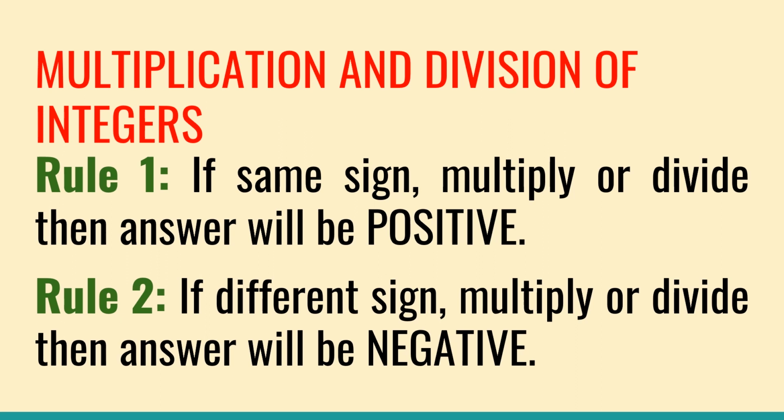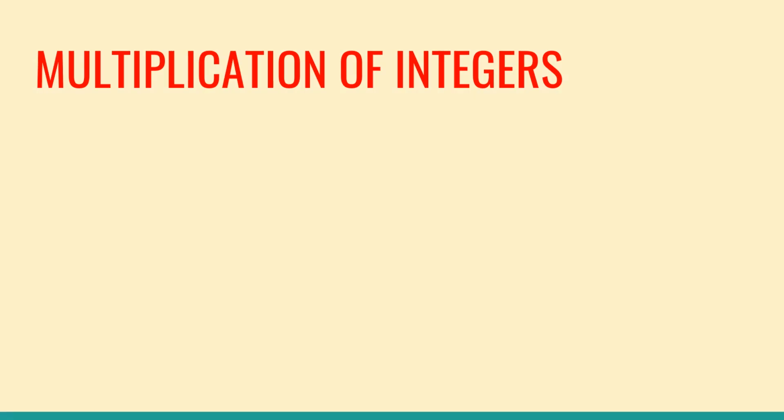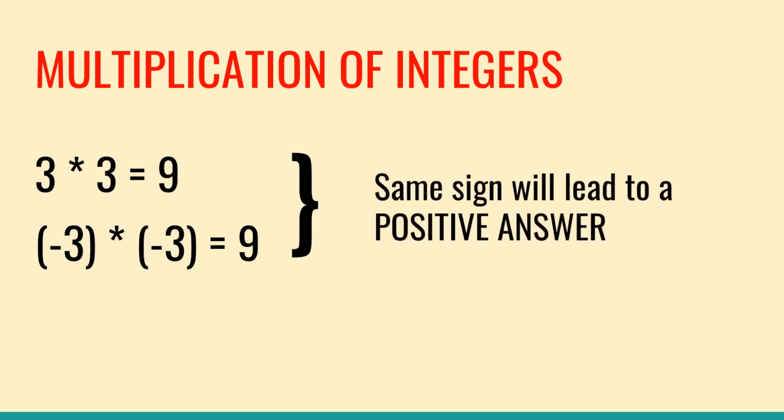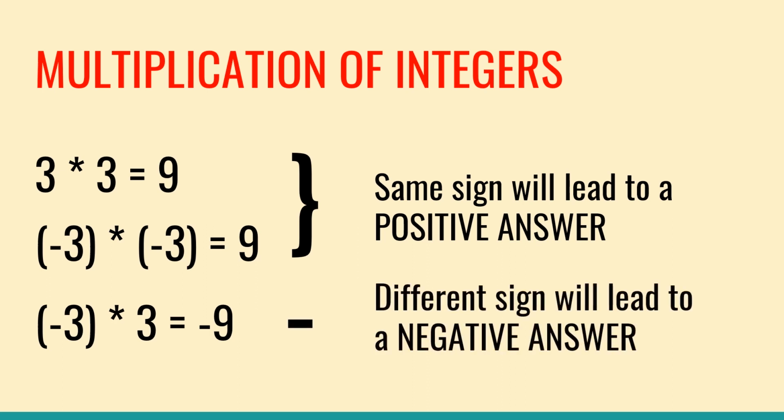Tingnan natin at aralin ang mga examples sa multiplication of integers. Positive 3 times positive 3 is equal to 9. And negative 3 times negative 3 is equal to 9. Same sign will lead to positive answer. Let's have negative 3 times positive 3 is equal to negative 9. Remember, different sign will lead to a negative answer.